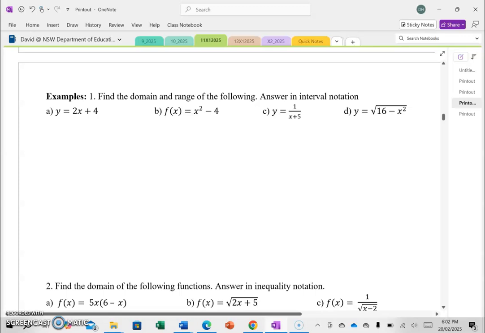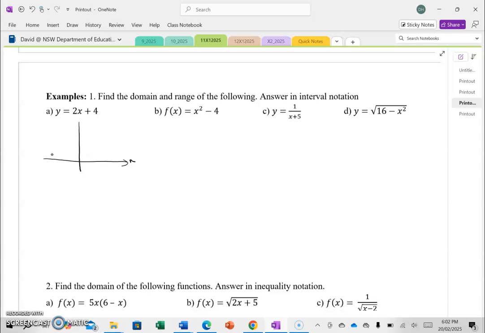Find the domain and range for the following, and it says answer in interval notation. I reckon if we can sketch it, we're going to sketch it and it'll make life a lot easier. So first one I'm going to quickly sketch. We should recognize this, y equals mx plus b, a straight line, y-intercept of 4, gradient of 2. It's going to look something like this. And it'll cross there at negative 2 if you work it out. So quite obviously the domain can be all real x. You can sub in any x you want and you'll work out a y value.